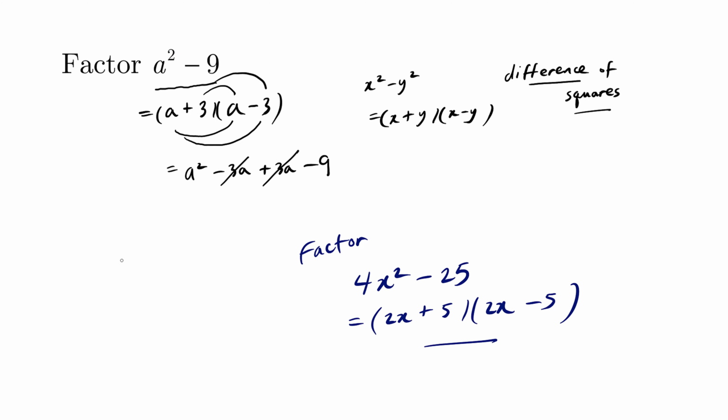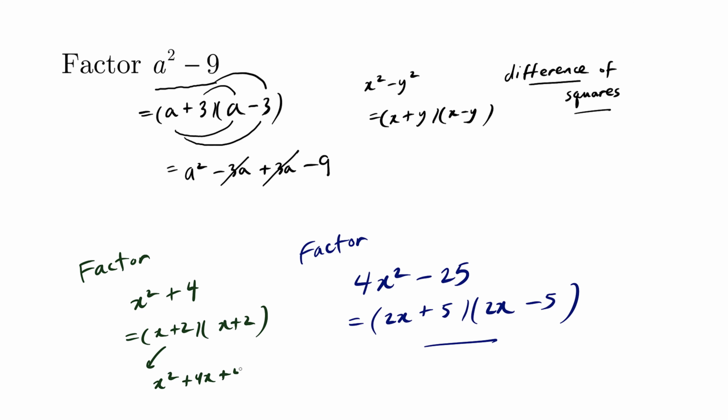Now let's try one more. Can you factor x squared plus 4? Now you may be tempted to write x plus 2, but this is incorrect. If you expand this out, you get x squared plus 4x plus 4. This is incorrect. And even if you wrote x plus 2, x minus 2, it still doesn't work. In this case, we get x squared minus 4, which is not the original question.